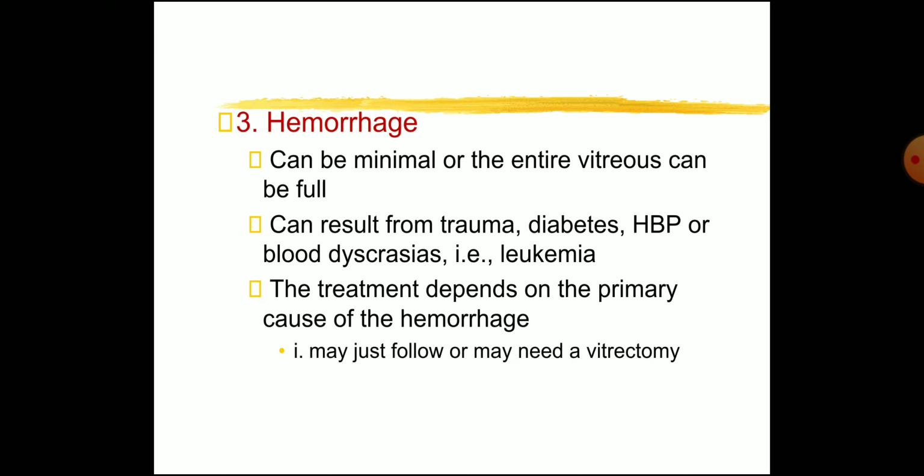So the treatment depends upon the primary cause of the hemorrhage. It may just resolve, or may need vitrectomy. Sometimes it may end with vitrectomy. If the hemorrhage is not controlled, then we have to do vitrectomy. So that finishes the vitreous.